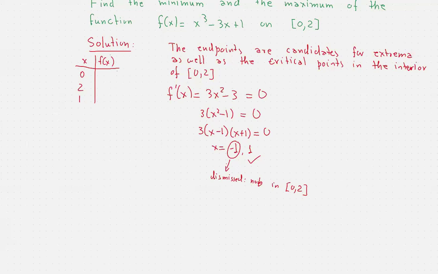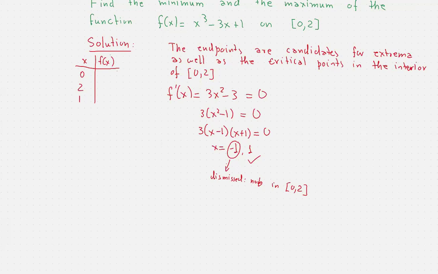So now how will we know which one is the minimum, which one is the maximum, or at which point we have the minimum and at what point we have the maximum? And the answer is very simple. Just evaluate the function. Whatever gives the largest output will be the maximum. Whatever gives the smallest output will be the minimum.